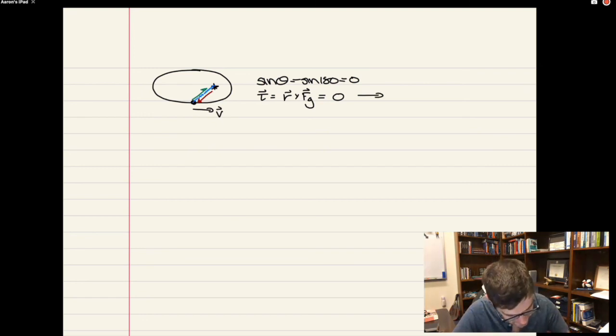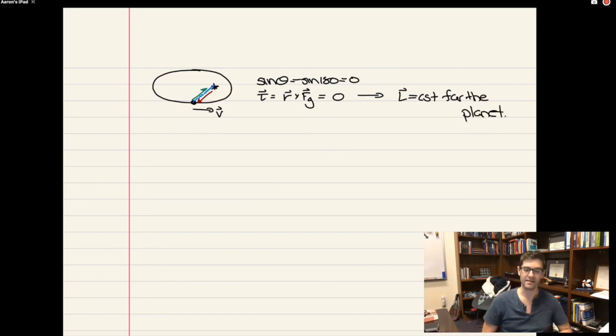This implies that the angular momentum is constant, particularly for the planet. If we're keeping the sun as stationary at the axis of rotation, then the angular momentum for the planet is constant. It does not change.